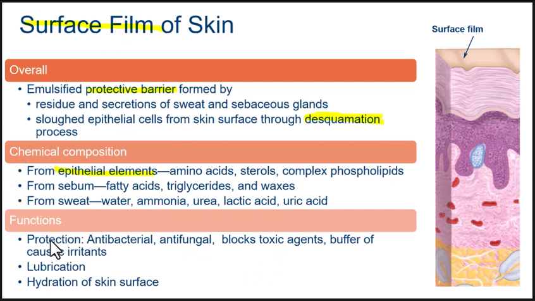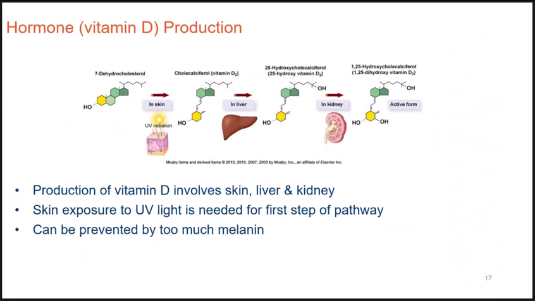Functions of the surface film are going to be protecting from microbes. So anti means against: antibacterial, antifungal, against fungi. It helps block some toxic agents that we're exposed to, and is a buffer against caustic agents or irritants, which are just chemical irritants. The surface film allows for lubrication as well as hydration of the skin surface.